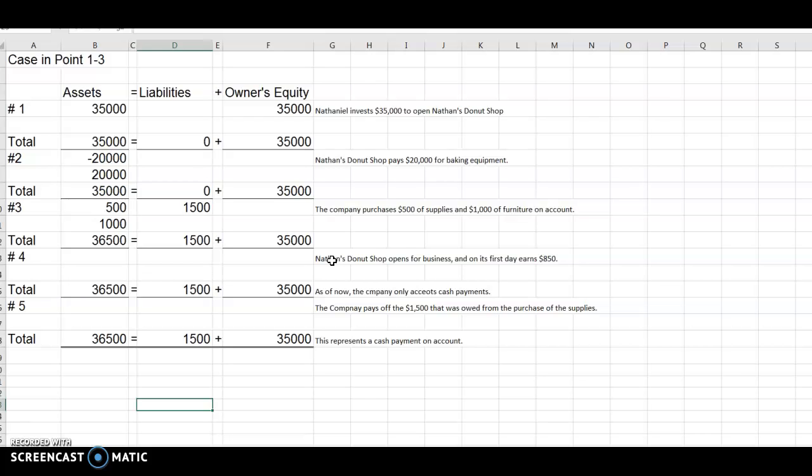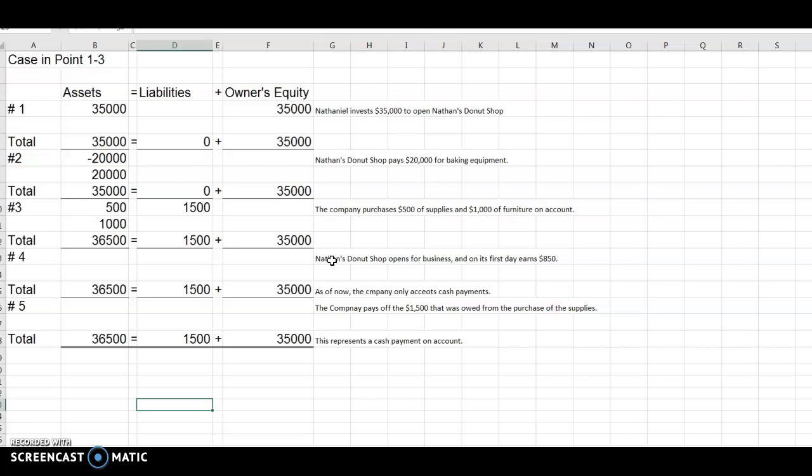Nathan's Donut Shop opens for business and on its first day earns $850. As of now, the company only accepts cash payments. Step number 1. The company received cash in exchange for services and in doing so has earned revenue. Therefore, the cash account and service revenue accounts were impacted.